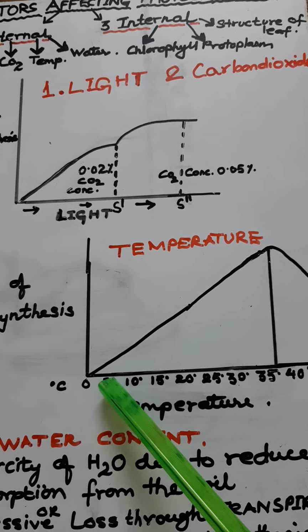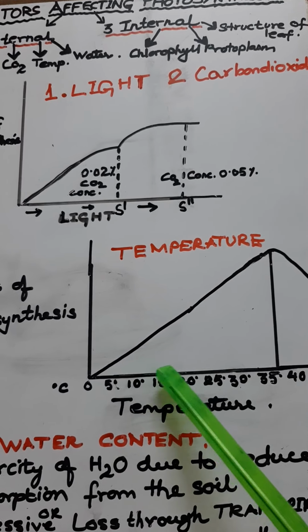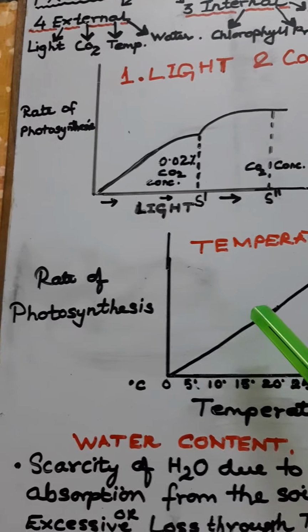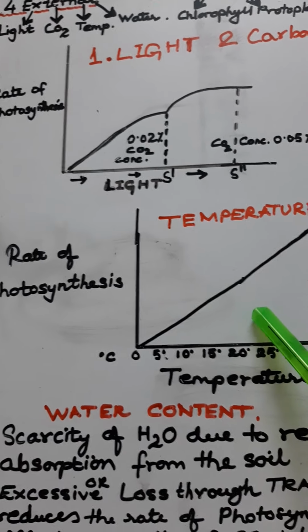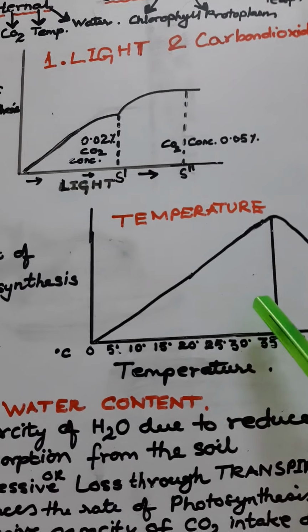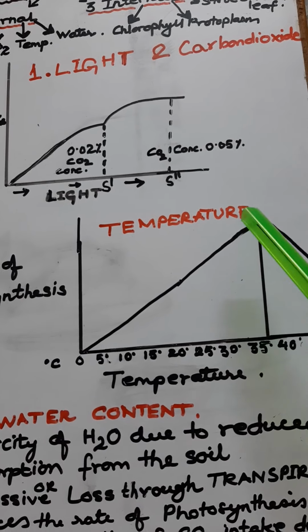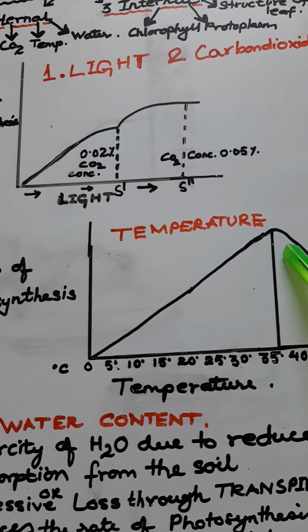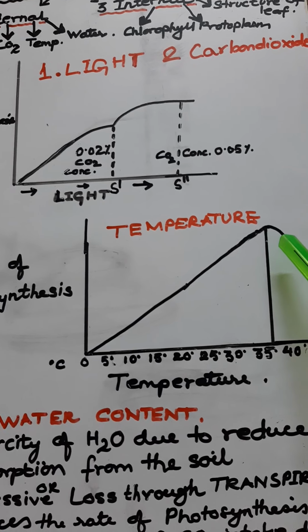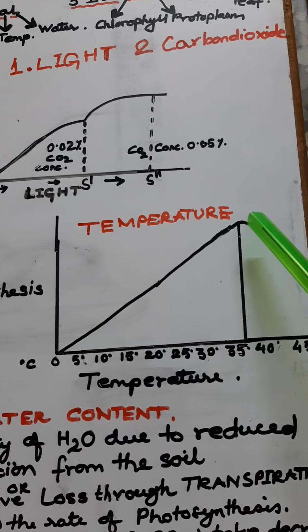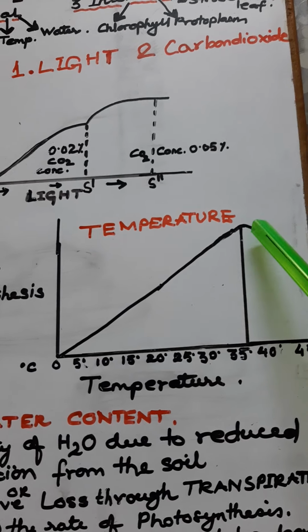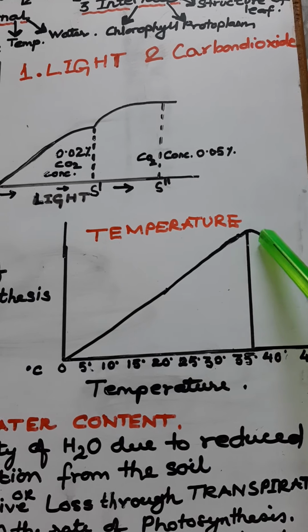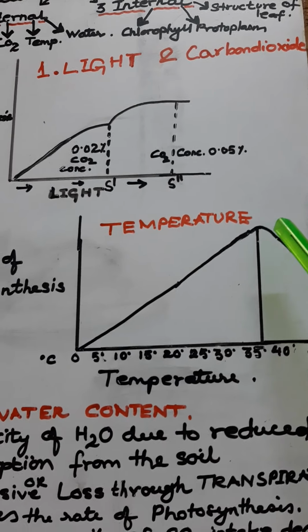Now see, if it is from 5 to 15, 15 to 25, 25 to 35, photosynthesis will take place at a very good pace. But after 35, the rate starts decreasing. Rate of photosynthesis starts decreasing. And after 40, it stops. It stops. Why does it stop? Because the enzymes that are there, they start denaturing, splitting apart.